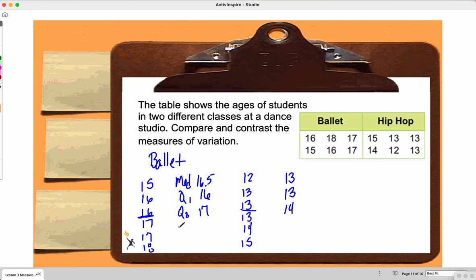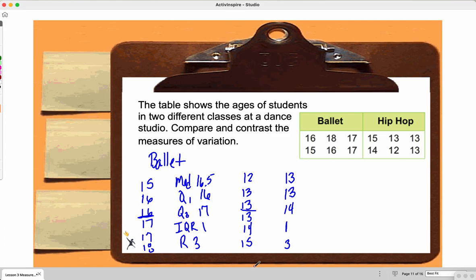Our IQR is 1, and my IQR here is also 1. My range is 3, and my range is 3. So what this tells me, if I look at this, okay, well, the center point age in the hip hop class is only 13, where the center age in ballet is 16 and a half. For the lower quartile, 75% of the students are over 16 years old. And you'd say that 75% are 13 or more here.